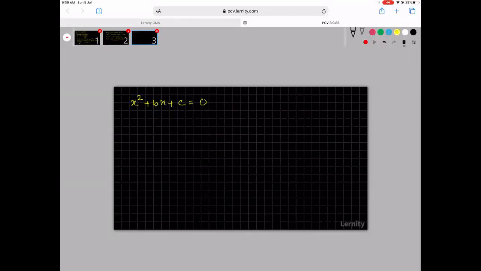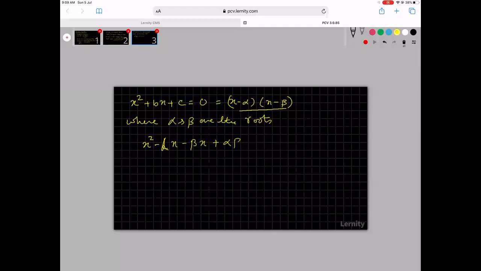equal to 0, let us say, and you can say that this is equal to x minus alpha into x minus beta, where alpha and beta are the roots. Then suppose I expand this, I'll get x square minus alpha x minus beta x plus alpha beta. So I can say this is equal to x square minus (alpha plus beta) x plus alpha beta.